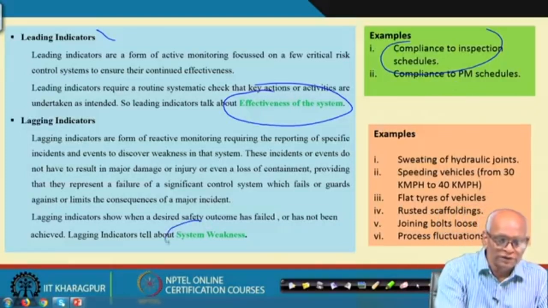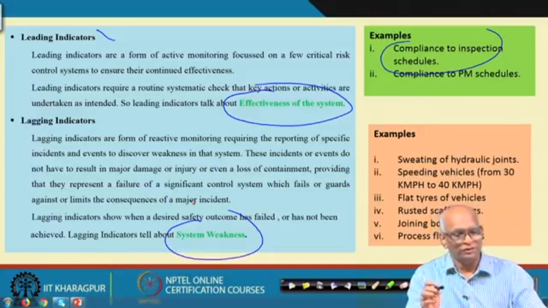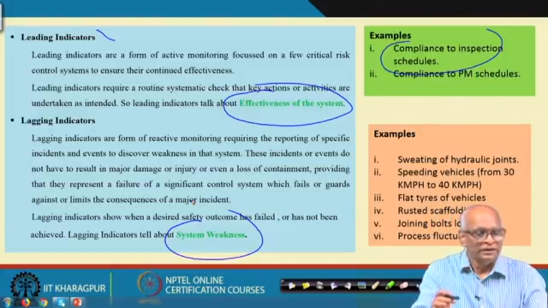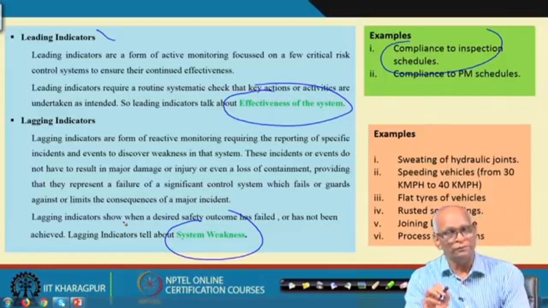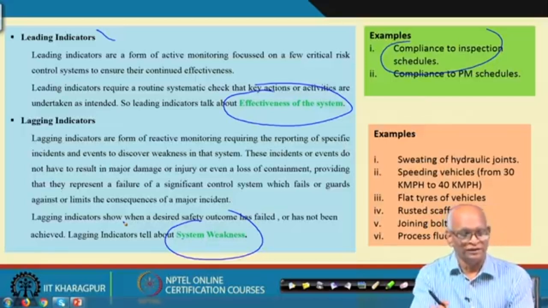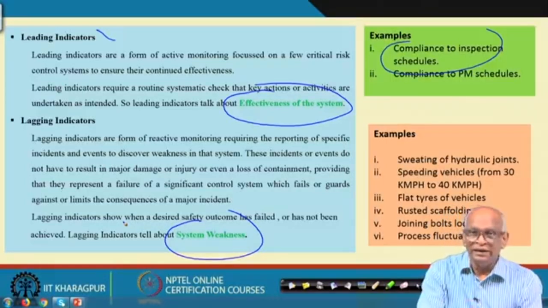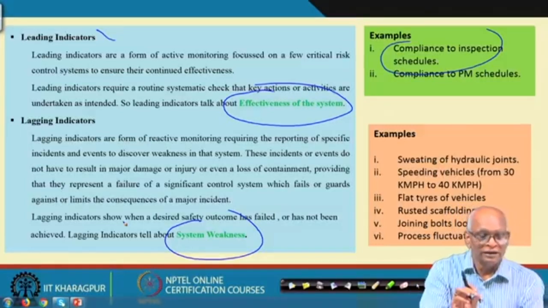The lagging indicator talks about the weakness of the system. Lagging indicators are a form of reactive monitoring requiring reporting of specific incidents. Lagging indicators show whether the desired safety outcome is happening or failed. Lagging indicators will tell whether the desired outcomes have failed or not. These lagging indicators need not tell after the total failure. They will tell whether the safety outcome is getting achieved or not.